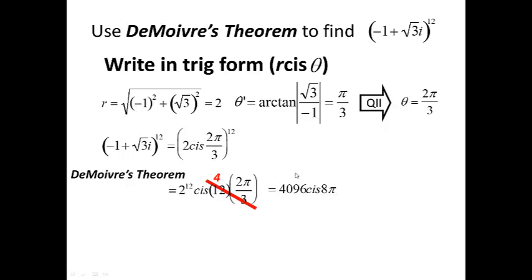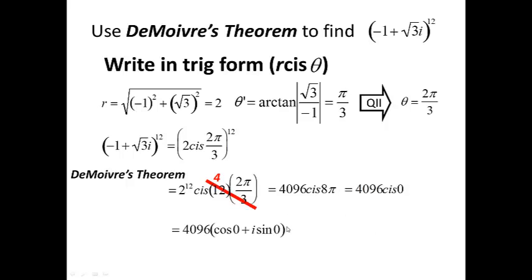Now this number, I know it looks big. Don't freak out about that. 4,096, that's fine. But this is more than 2 pi, and we have to keep subtracting 2 pi until we get less than 2 pi. Or we can subtract it 4 times and get 0 radians. So this would be 4,096 cis 0. Now this would be in trig form.